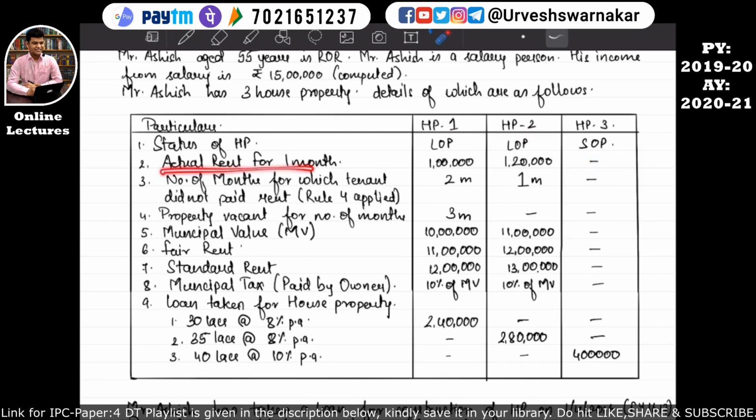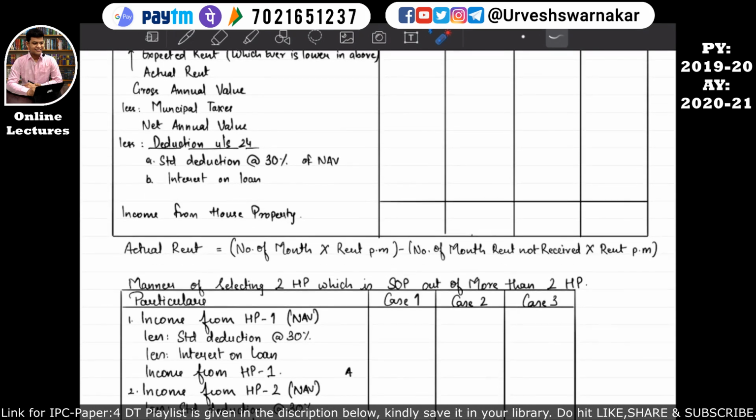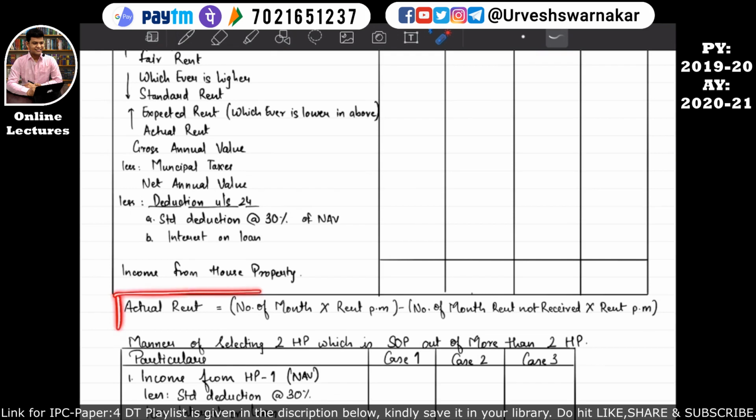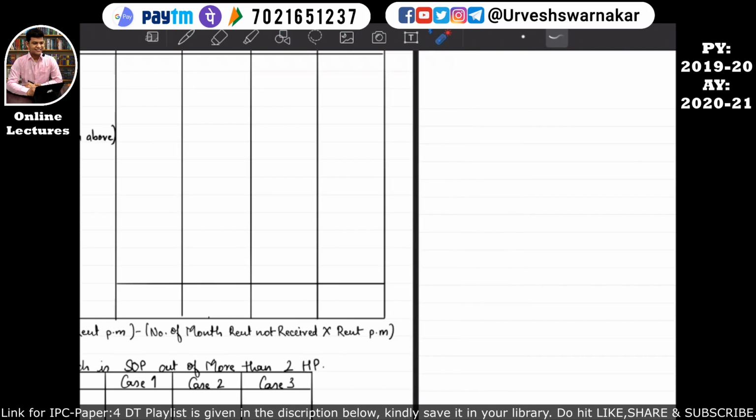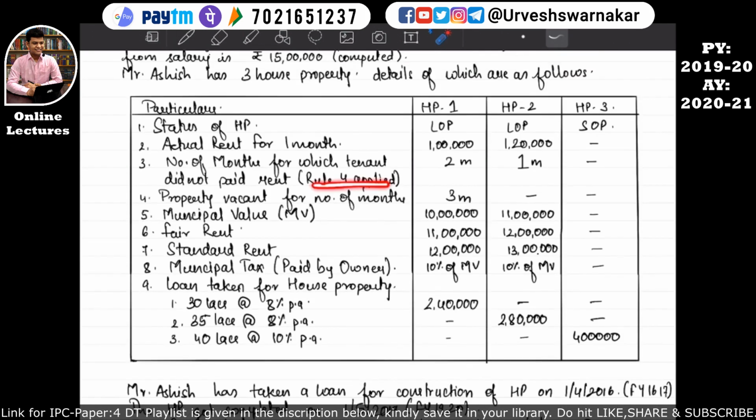So the actual rent for 1 month for house property 1 is 1 lakh and for house property 2 is 1,20,000. Number of months for which the tenant did not pay the rent: Rule 4 applies. That means here we can apply the concept that we have studied in our format book only, after the end of the first table. If you remember, we have studied this concept. So that is what this rule 4 is about. What the question is saying is that rule 4 will be applied, and the number of months for which the tenant did not pay the rent was 2 months in case of house property 1 and 1 month in case of house property 2.